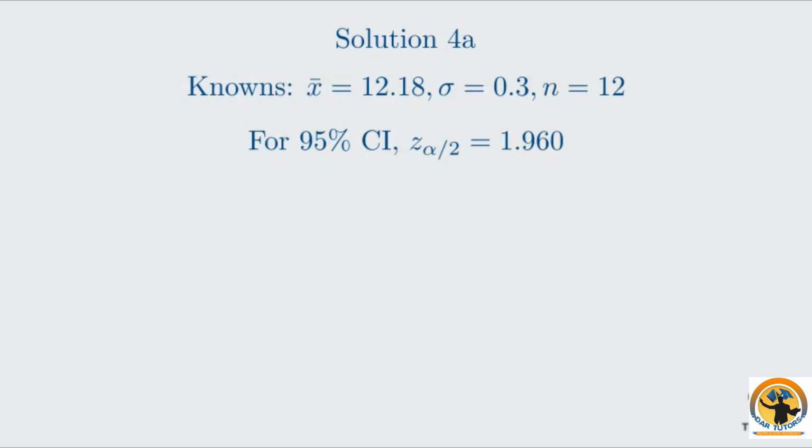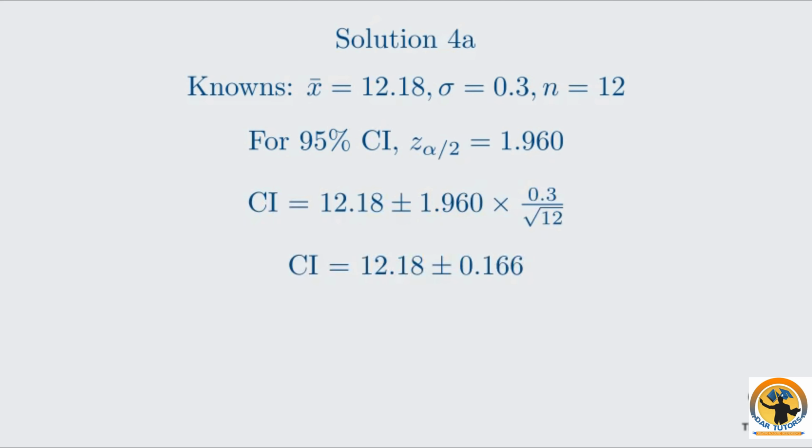For part A, our knowns are the sample mean x bar equals 12.18, standard deviation sigma equals 0.3, and sample size n equals 12. For a 95% confidence level, Z alpha over 2 is 1.960. The confidence interval calculation gives us 12.18 plus or minus 0.166. This results in the interval 12.014 to 12.346.